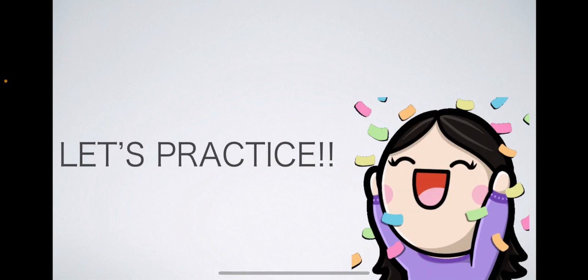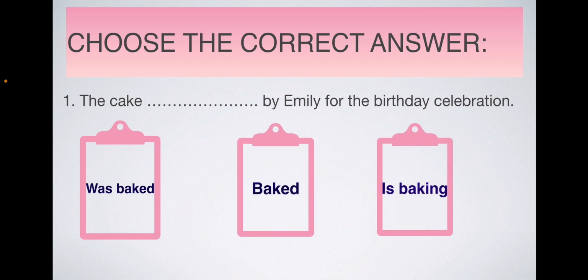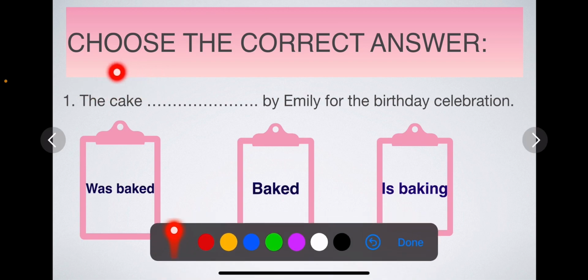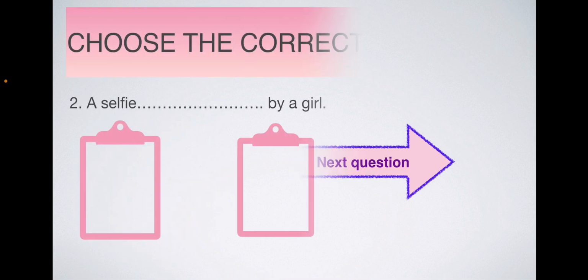So let's practice now together. Let's go. The cake by Emily for the birthday celebration. What is the correct choice? Was baked, or baked, or is baking. Take a look at the subject here, the object here, the cake. Is the cake plural or singular? Singular, that's right. So we choose. Pause the video and answer. Was baked, correct.